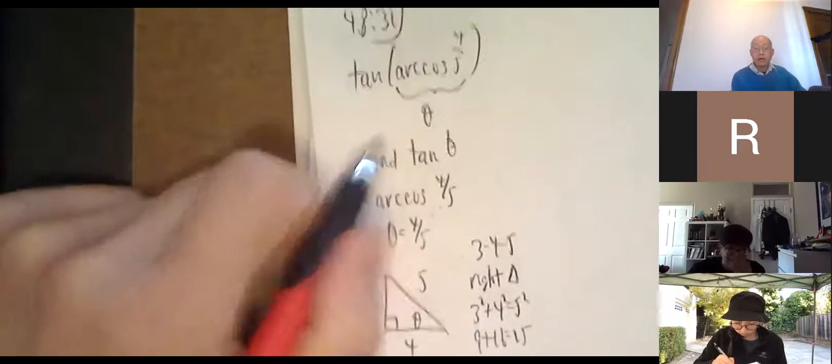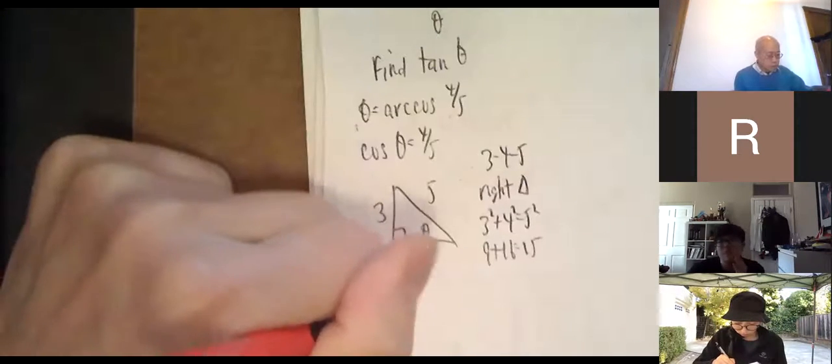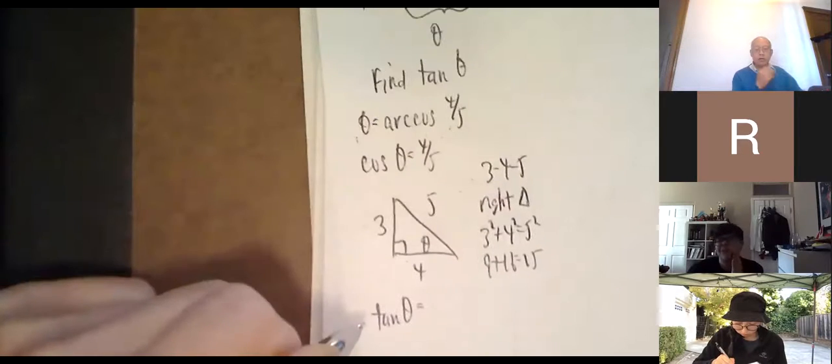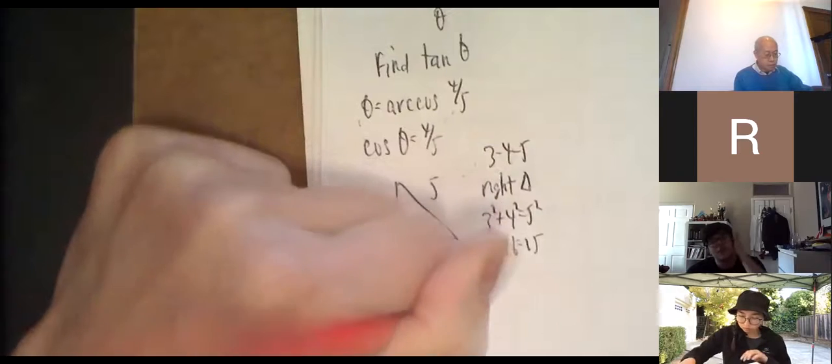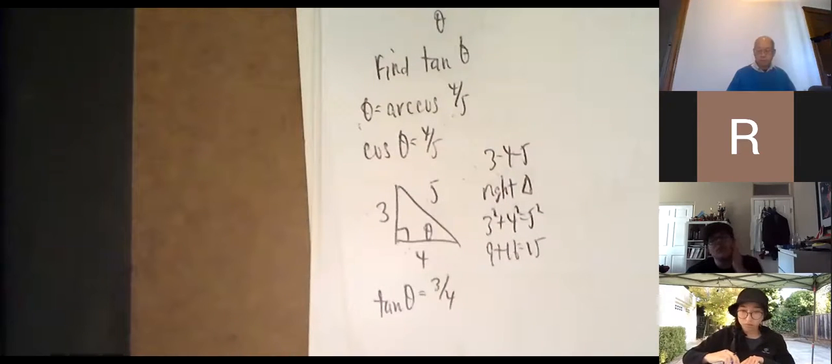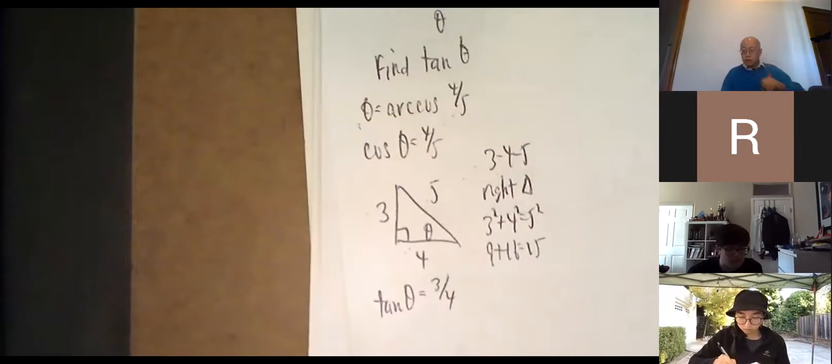All right, and what do we want? I want tangent of theta. So SOHCAHTOA. TOA, tangent is what? Opposite over adjacent. So 3/4.